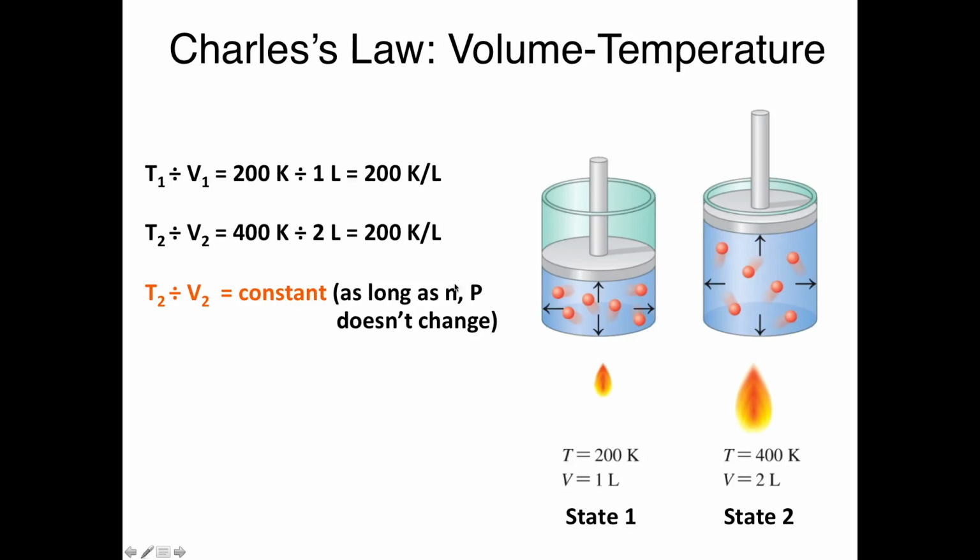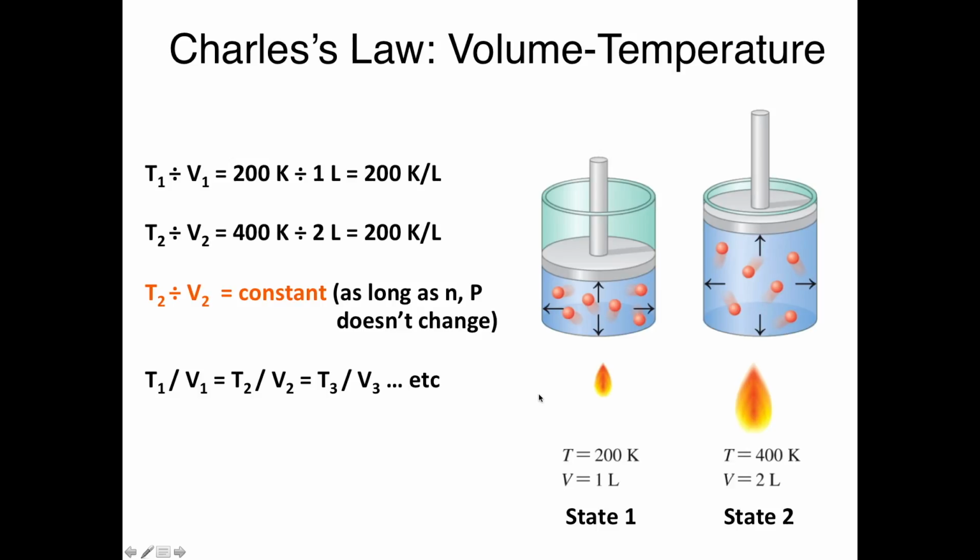As long as the number of molecules doesn't change and the pressure doesn't change, then this is a true relationship. They are directly related to each other. So if we take T1 divided by V1, it will equal T2 divided by V2, and it will equal T3 divided by V3. It will equal T4 divided by V4, and so on and so forth.